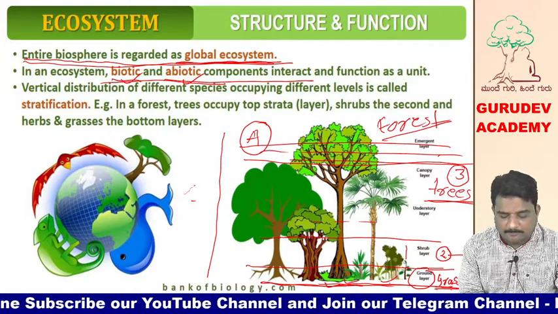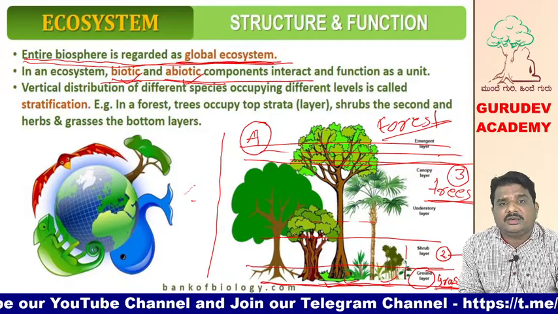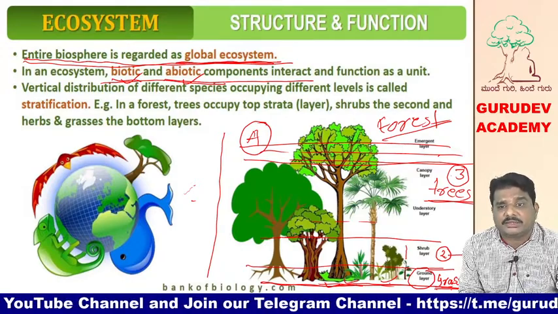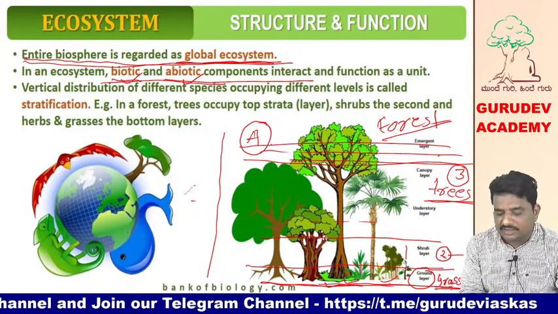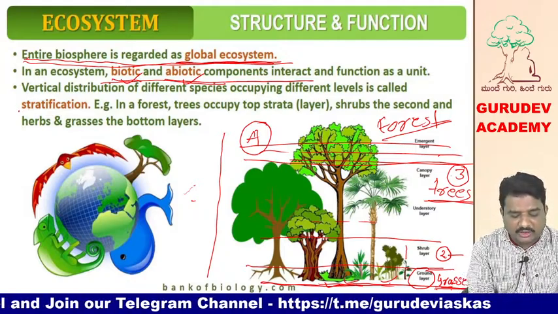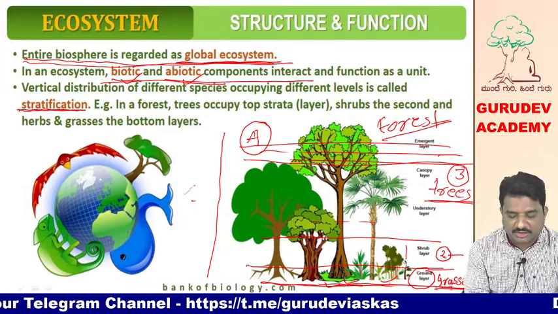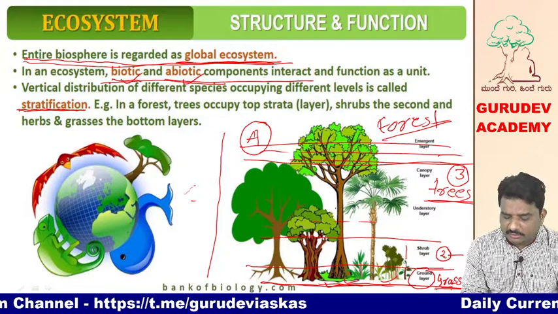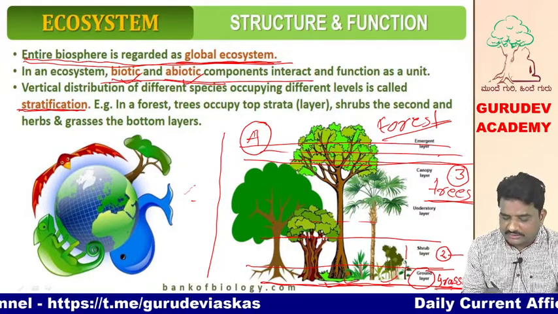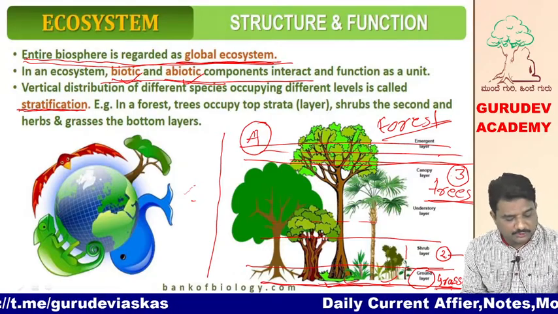So in this way, remember, distribution of species has different layers, different levels. Lowermost layer, grasses, then shrubs, medium heighted plants, and then trees. This kind of vertical distribution is called stratification. Big trees occupy the top layer, then shrubs, then grasses. Like that, the distribution is called the stratification process.